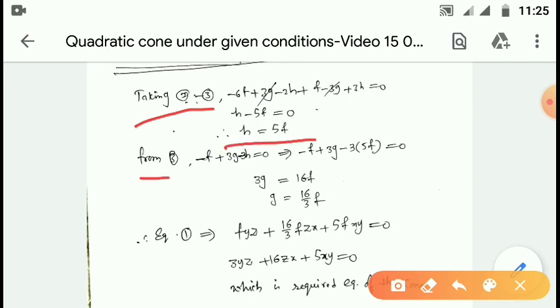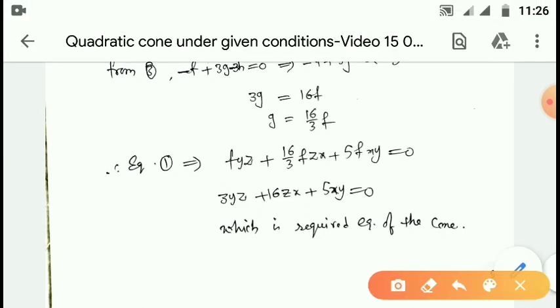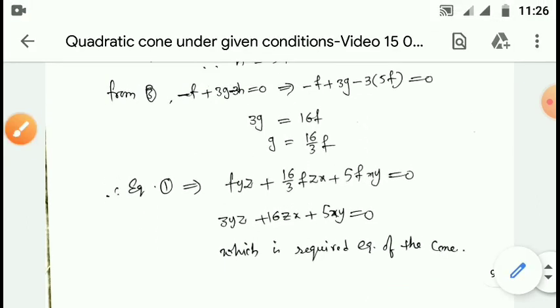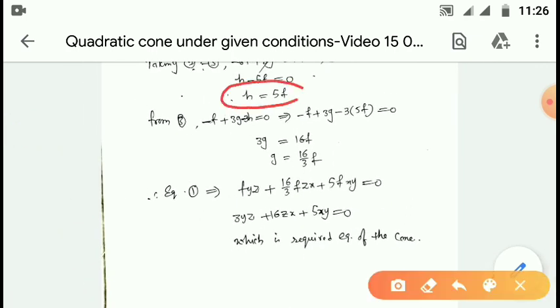So from equation 3, substitute h is equal to 5f in this equation. We will have minus f plus 3g minus 3h. Minus 3h means minus 3 into 5f. So on simplifying this, we will have 3g is equal to 16f and hence g is equal to 16 by 3 f. Therefore, we have h is equal to 5f, g is equal to 16 by 3 f.